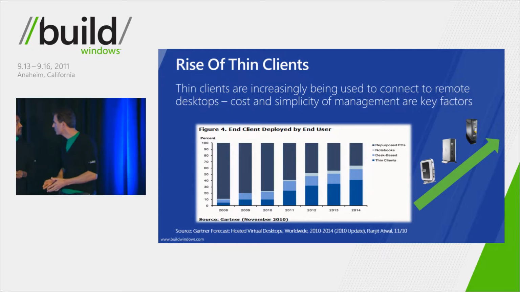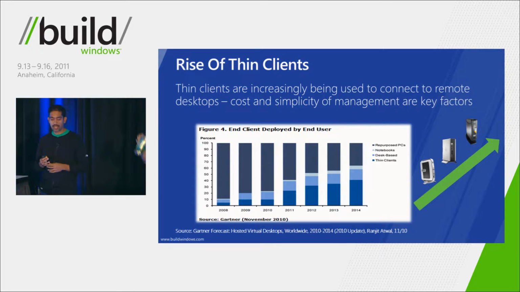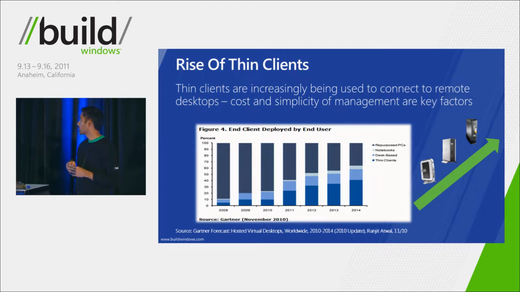So, let's take a look at some industry research on how end users are connecting to these centralized desktops. Here's some data from Gartner that talks about the mix of what kinds of endpoint devices exist in the enterprise. What you see here are 4 categories: thin clients, which is the blue at the bottom, then your typical desktops, then laptops, and then repurposed PCs, so PCs that are being reused purely as thin clients.